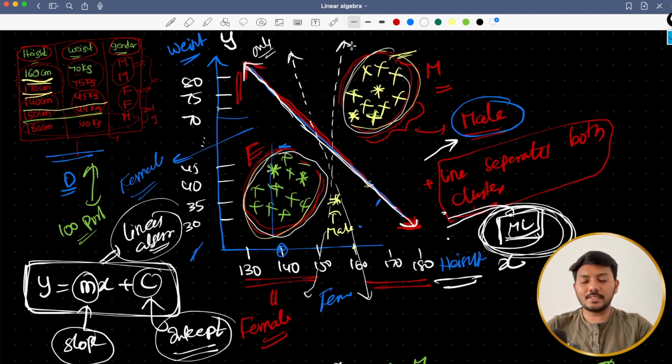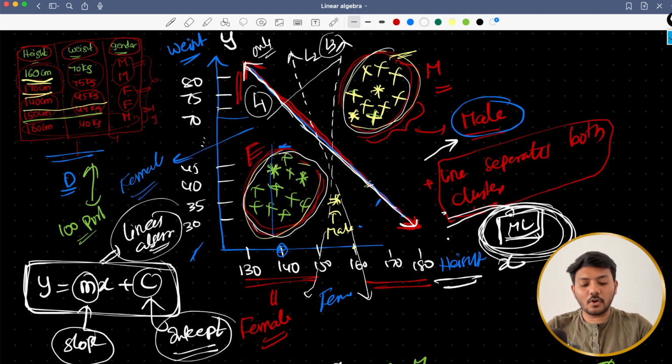So even this line is separating both of my points. So this is line 1, line 2 and line 3. All of these lines are separating all of my points. But if you look at it carefully, line 1 and line 3 are a little bit better because we are able to separate these points clearly.